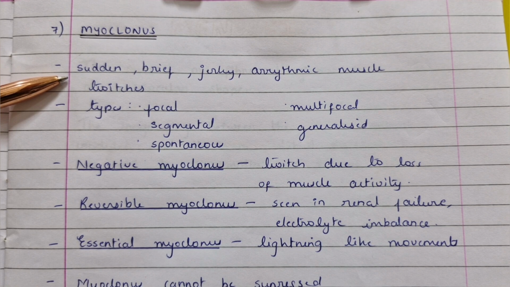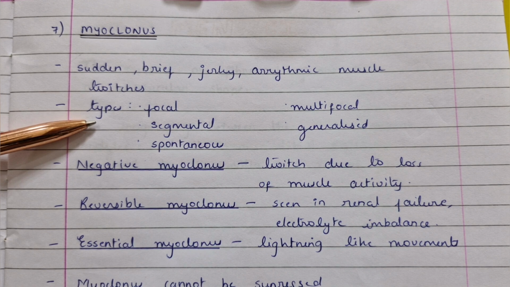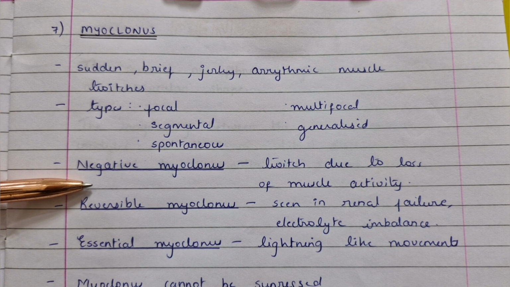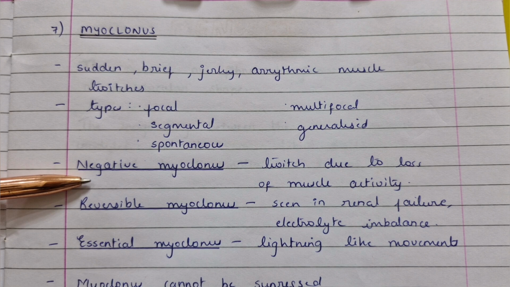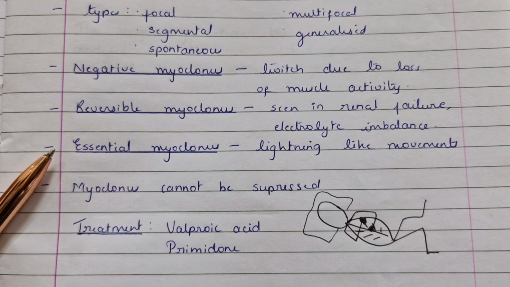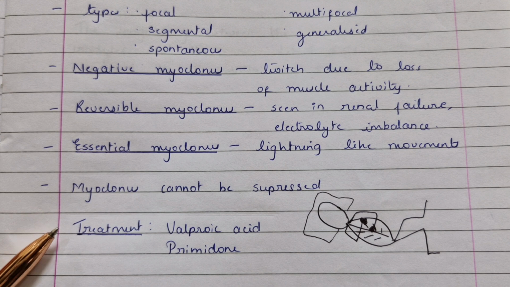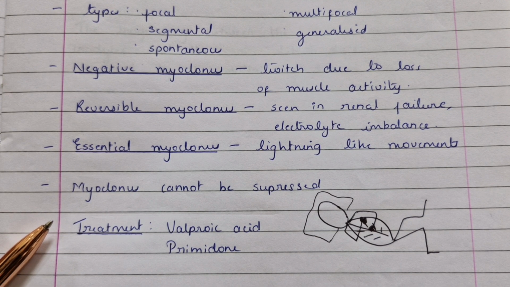Myoclonus. These are sudden, brief, jerky, arrhythmic muscle twitches. Types are focal, segmental, spontaneous, multifocal, and generalized. Negative myoclonus is where the twitch occurs due to loss of muscle activity. Reversible myoclonus is seen in renal failure and electrolyte imbalance. Essential myoclonus are lightning-like movements. Myoclonus cannot be suppressed. Treatment includes valproic acid and primidone.